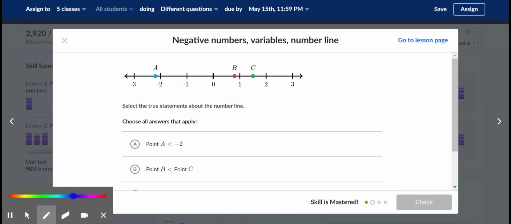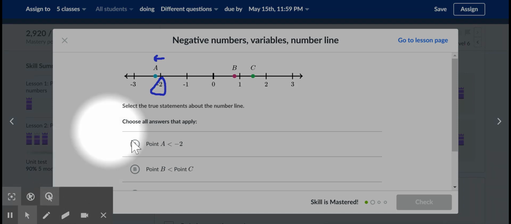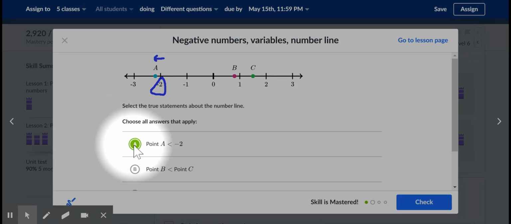First of all, it's saying point A is less than -2. So if we look at where point A is in relation to -2, -2 is right here, and A is to the left of it. So that would mean that this one, letter A, would be correct. So I'm going to pick that one.